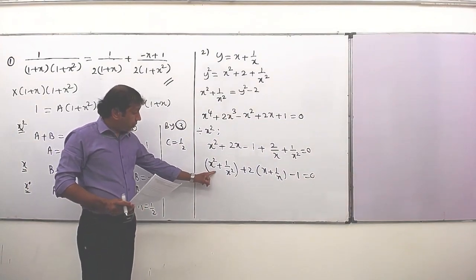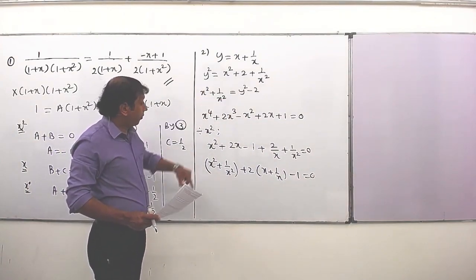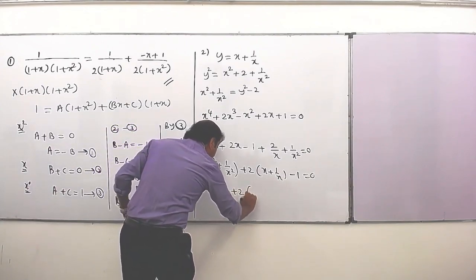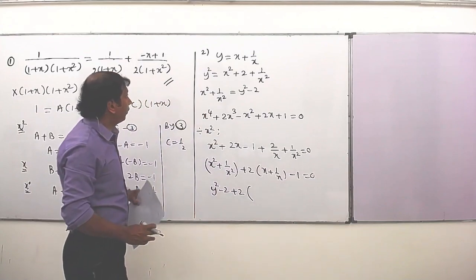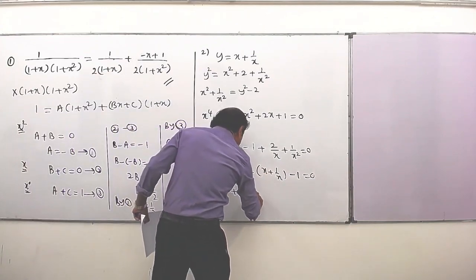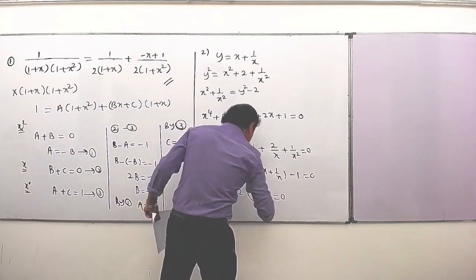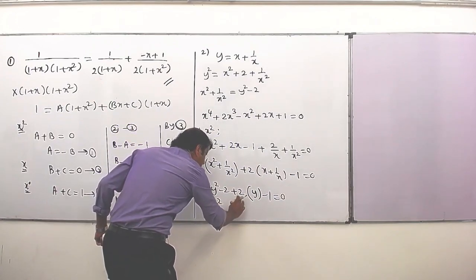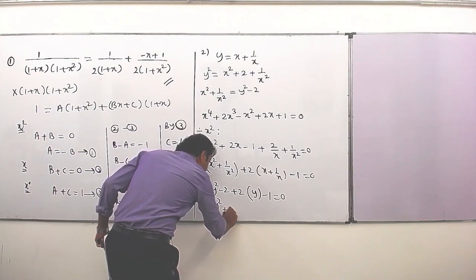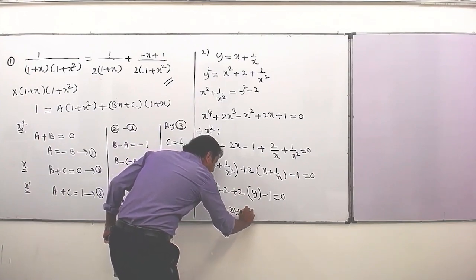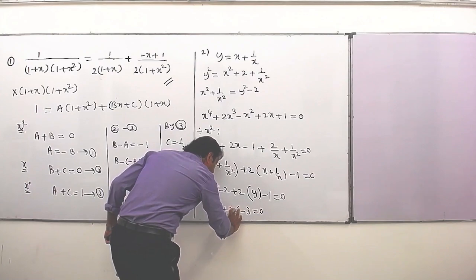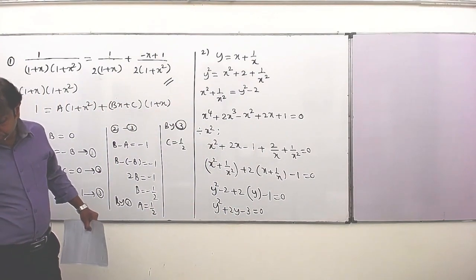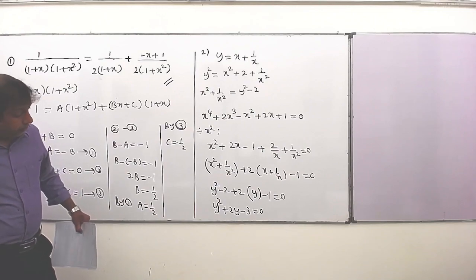Now this is x squared plus 1 over x squared, it is y squared minus 2. X plus 1 over x is y, this one, minus 1 equals 0. Let me simplify this. Y squared, here 2y, minus 2 minus 1 is minus 3. We get a quadratic equation in y. It is y squared plus 2y minus 3 equals 0.